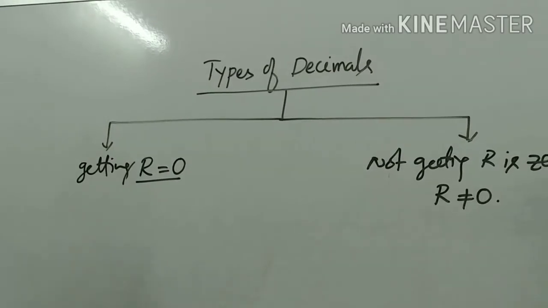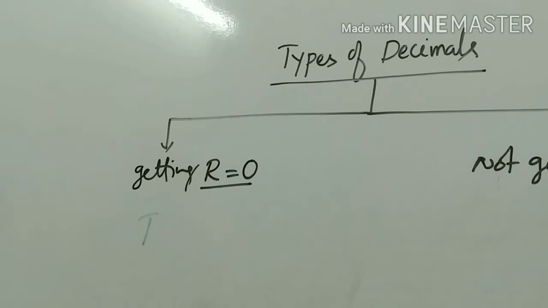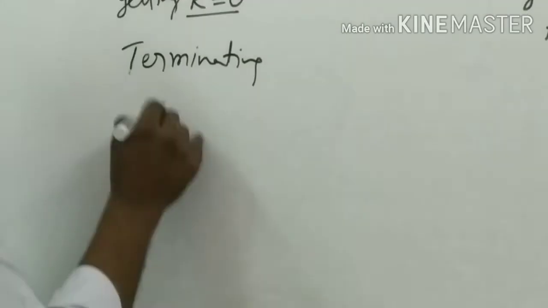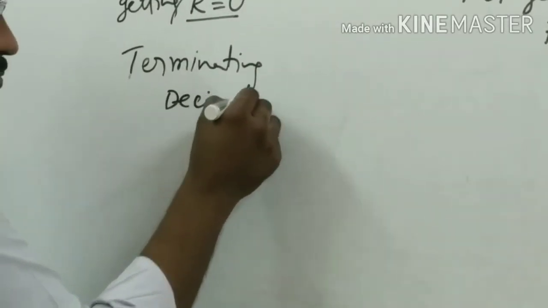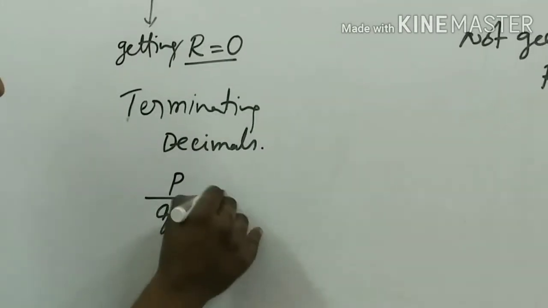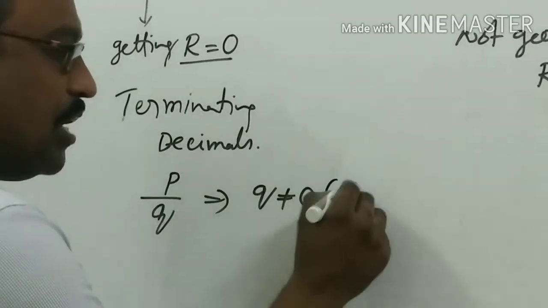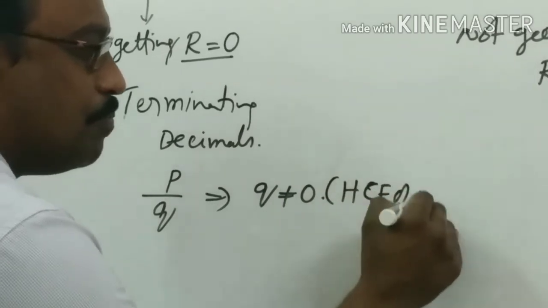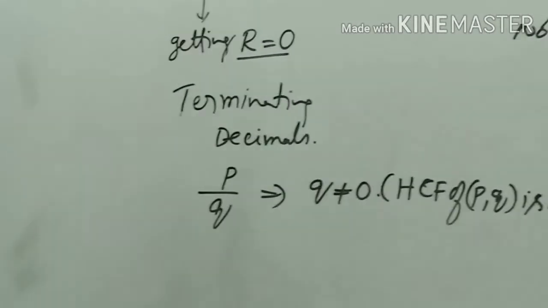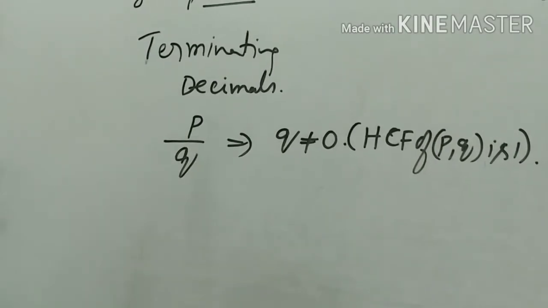Decimals with remainder 0 are also called terminating decimals. Okay, what are they? Terminating decimals. If any fraction is in the form p by q, where q is not equal to 0, and HCF of p comma q is 1, then it is called a rational number. P by q is called a rational number.